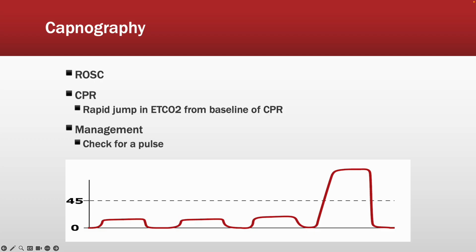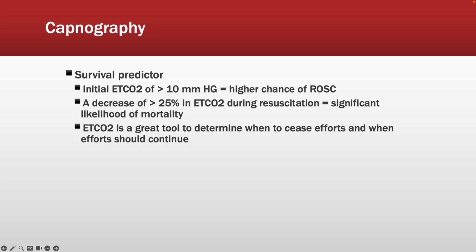We should check for a pulse. We may have actually detected a return of spontaneous circulation and the heart is now beating, right? So check for a pulse, see if we got ROSC. And then we can also use it as a survival predictor.